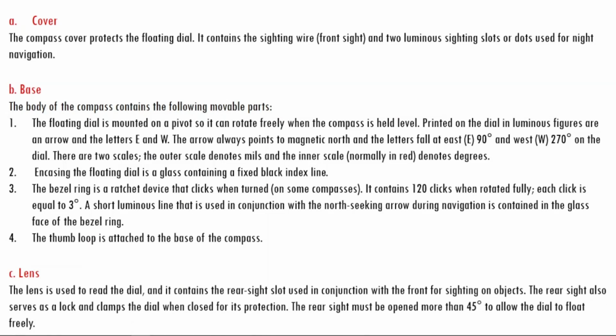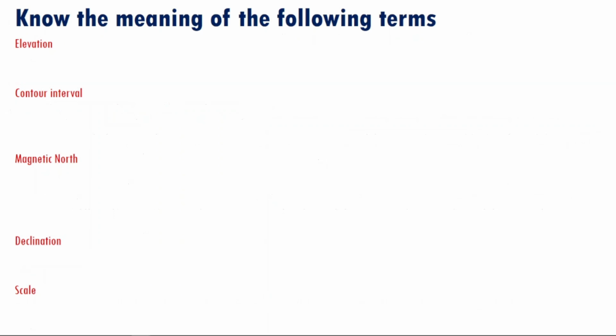Okay, now let's look at the lens. The lens is used to read the dial. As I said earlier, the lens is like a magnifying glass. It helps you to actually view everything that is on the compass. Now let's know the meaning of the following terms, because when you are reading your map and using your compass, these terms come into play.